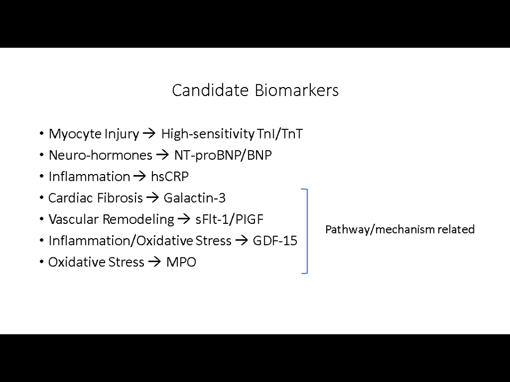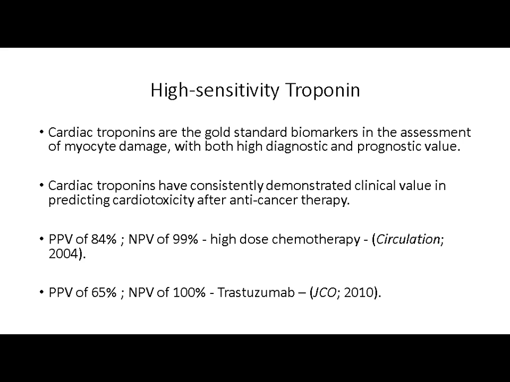So if we're looking at the candidate biomarkers, we can divide them into biomarkers that are related to different pathways or mechanisms that eventually cause the cardiotoxicity, the myocyte injury. These are galectin-3, which is a marker for cardiac fibrosis. We have soluble FMS-like tyrosine kinase 1 and placental growth factor, which are markers for vascular remodeling. We have different markers for inflammation and oxidative stress, like myeloperoxidase and GDF15, as well as more general biomarkers for myocyte injury, like the highly sensitive troponins.